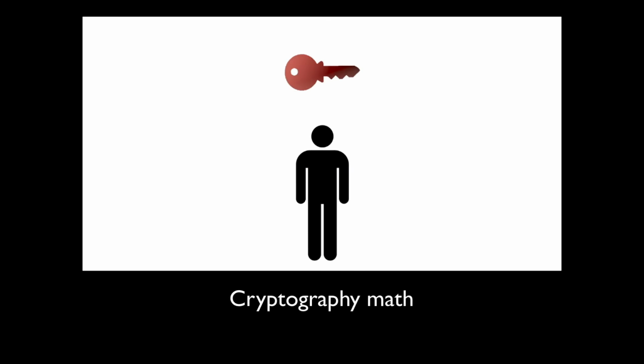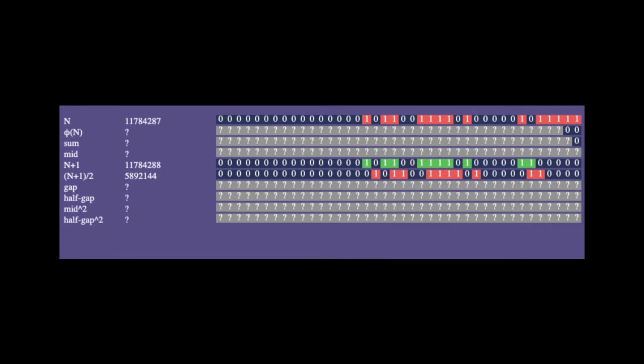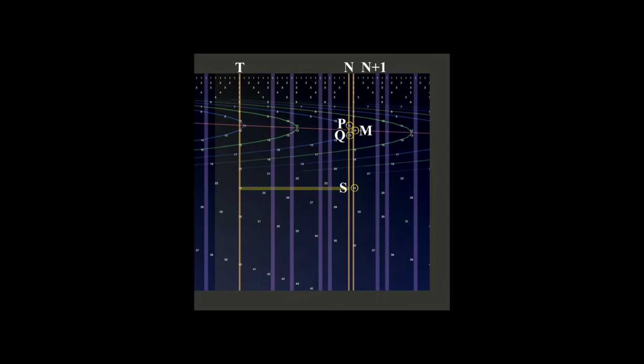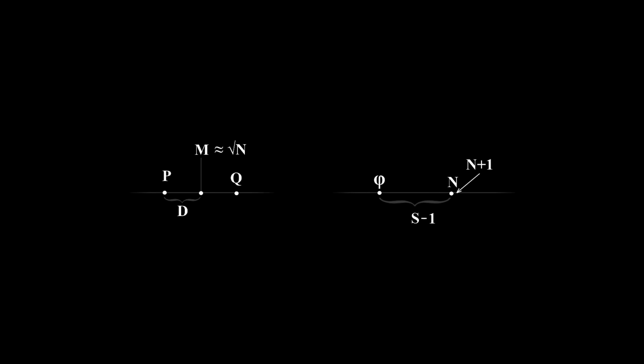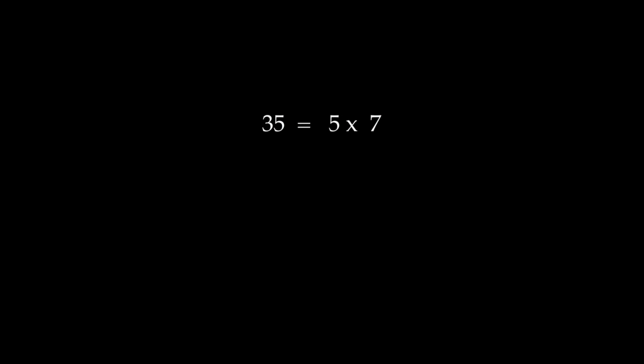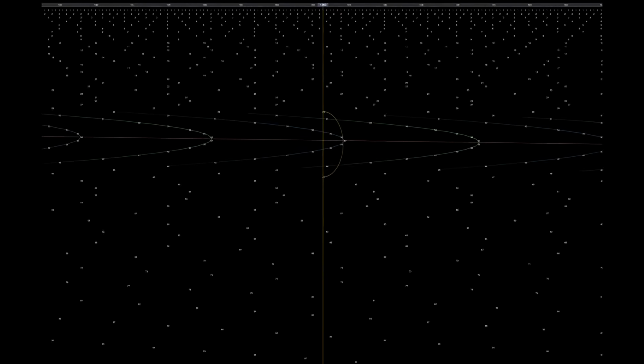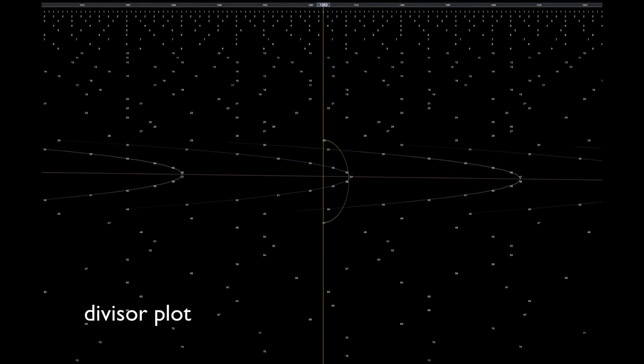Beneath the algorithms of cryptography lies a landscape of number patterns. This video explores a few of these number patterns. The numbers are part of the fundamental calculations used in RSA cryptography. They revolve around semiprimes, that is, numbers that are the product of two primes. They form patterns that can be viewed in the divisor plot.